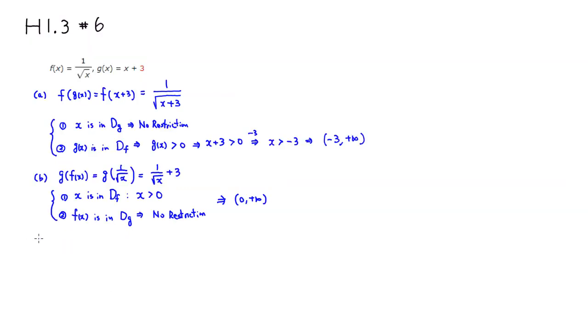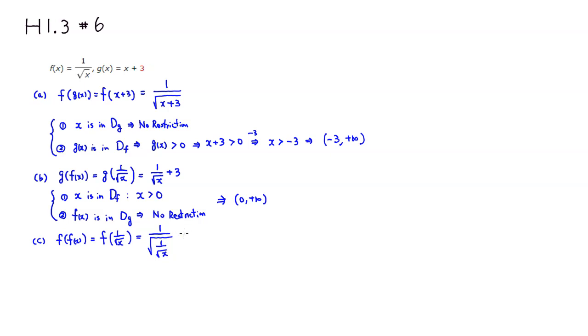And so part C, we want to find f of f of x. So this is going to be equal to, f of x is 1 over square root of x. Then, using the function notation, every time you see x in the formula, we're going to put the 1 over square root of x. So this is going to be 1 over square root of 1 over square root of x. All right, so we have that.